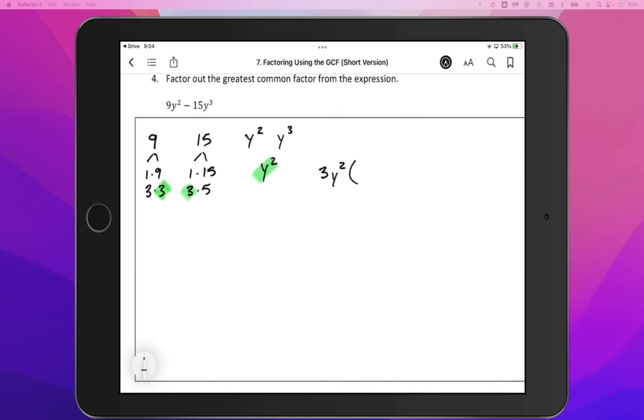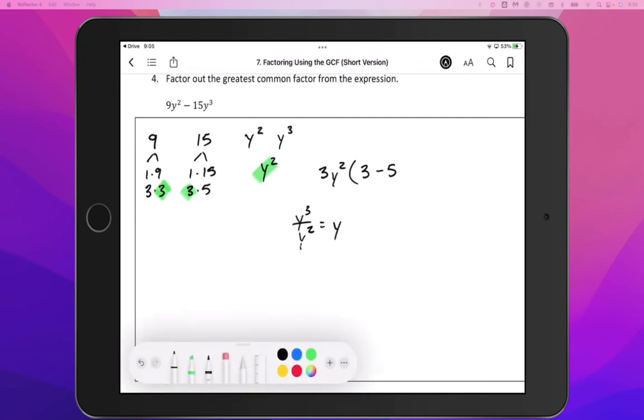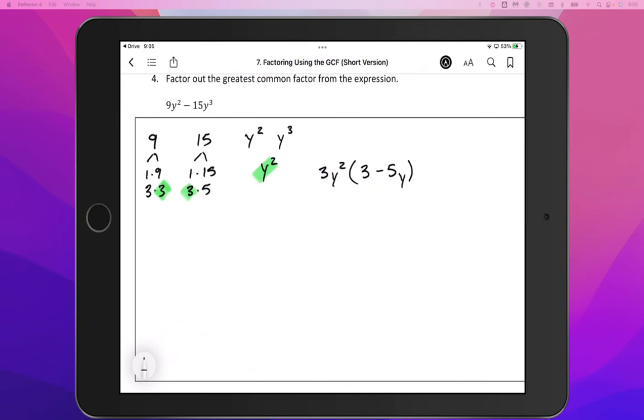And so again, this is division. So we just need to basically consider this as division. So 9 divided by 3 is 3. Y squared divided by y squared leaves no y's. They would cancel each other out if we divided that. And then we still have a negative 15 over there. We got to be careful about that minus sign. 15 divided by 3 is 5. And y to the power of 3 divided by y to the power of 2, if I was to write that out, leaves just 1y, or y to the power of 1. And so that is going to leave a minus 5y over there.